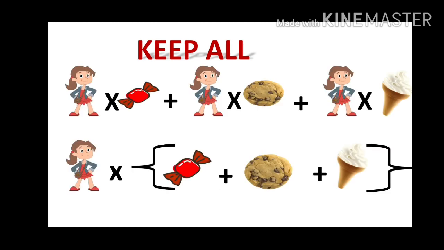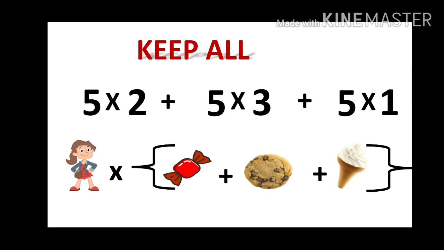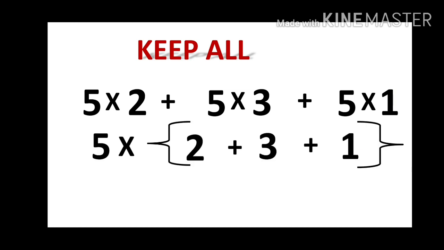Now let's say keep all. Now Ginny likes whatever she likes, keeps in the bracket, just replace them. So 5 into 2 plus 5 into 3 plus 5 into 1. In all the three things, 5 is common. That is Ginny, because she likes everything. So whatever she likes, keeps in the bracket. So here also 5 times whatever they are liking, 2, 3 and 1. So 2, 3 and 1 are kept inside the bracket and added.